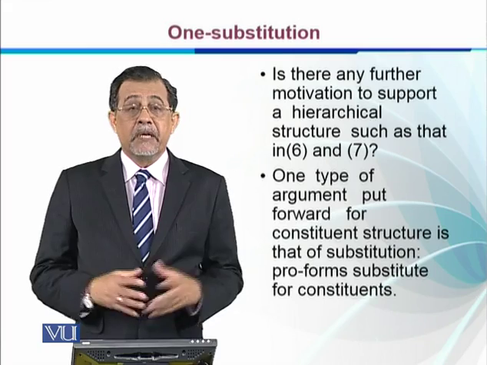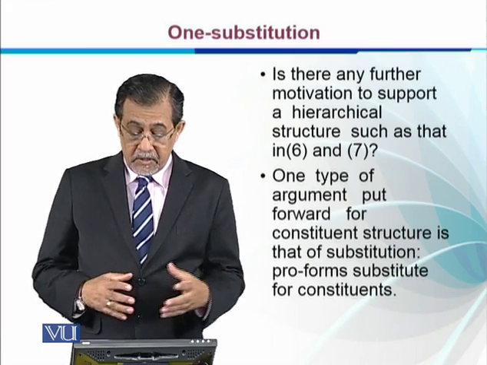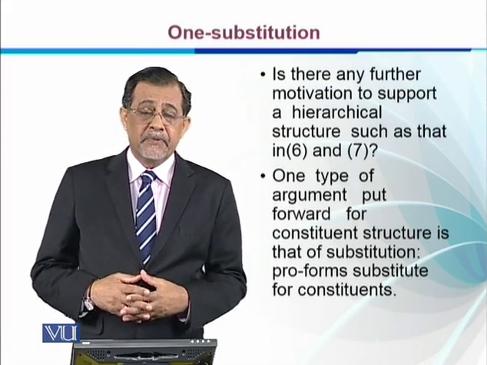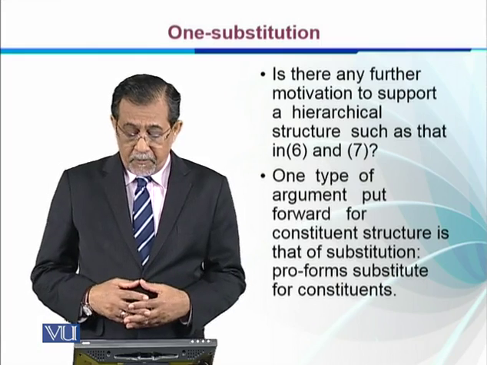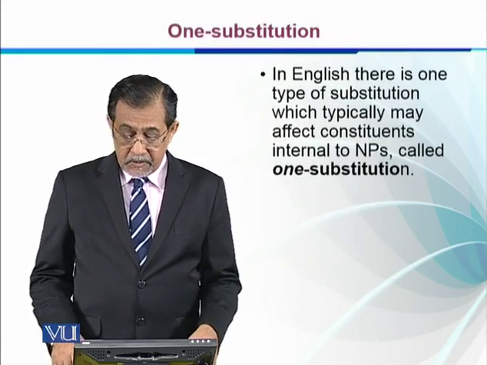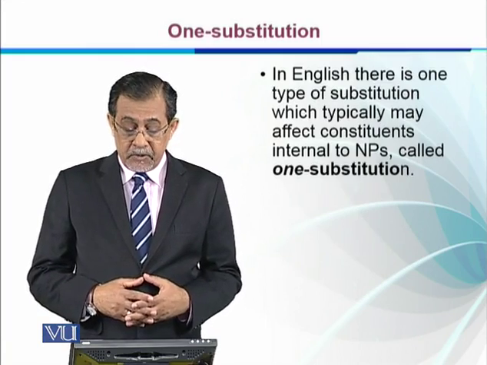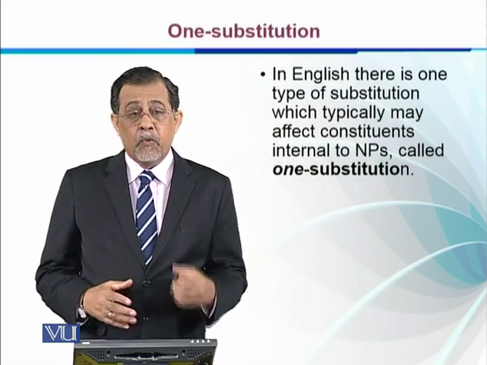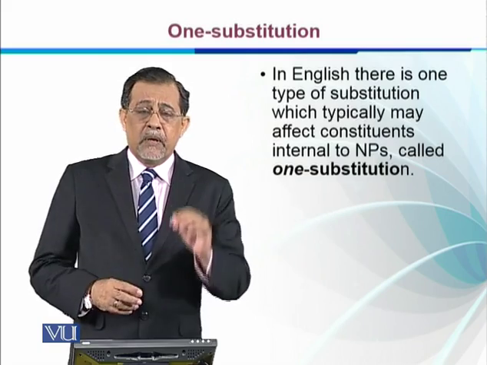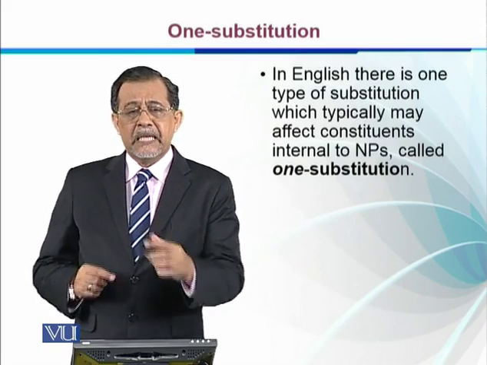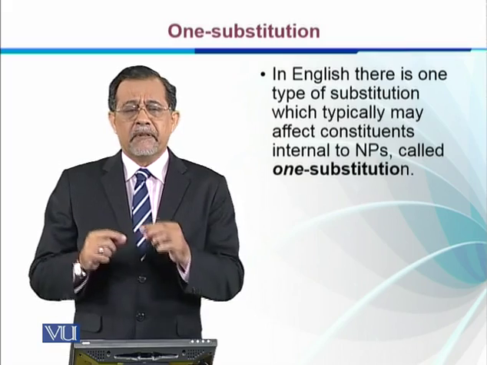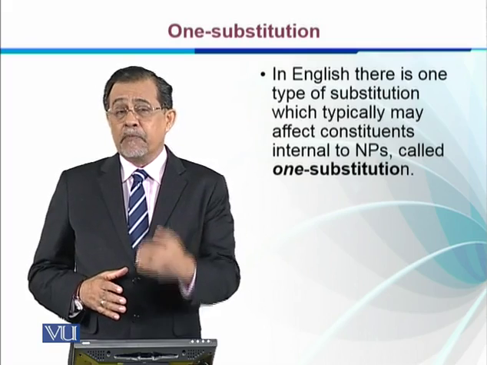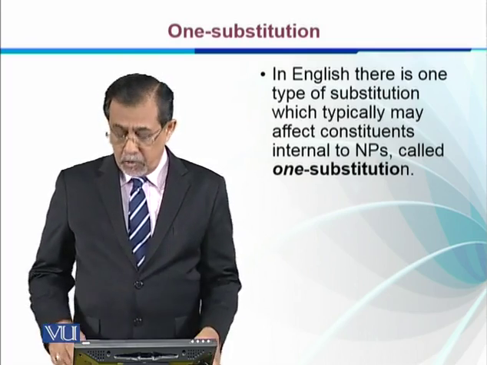Right. One type of argument put forward for this constituent structure is that of substitution. That with the help of substitution we can look at this. So it's a pro-form substitute for a constituent. So in English there is one type of substitution which typically may affect constituents internal to the noun phrase, called one substitution. So we can replace or substitute the constituent with one and find whether the hierarchy supports its substitution or not.